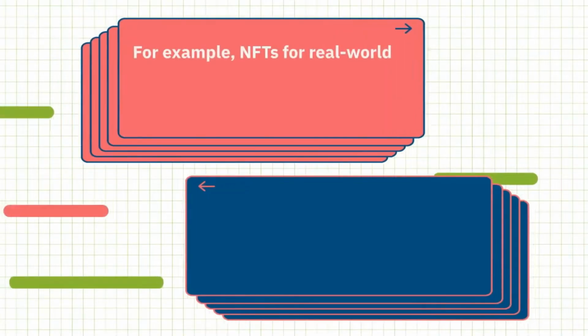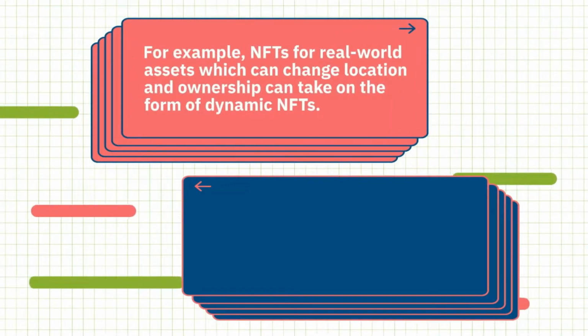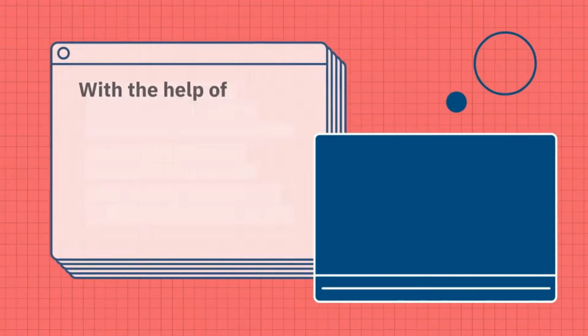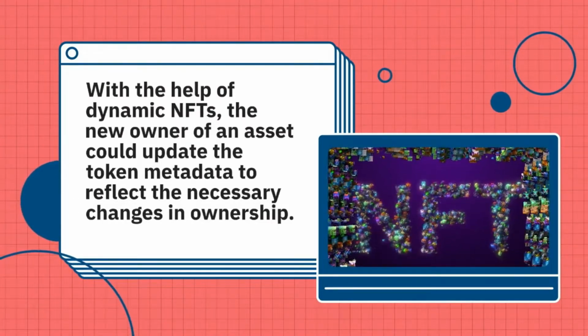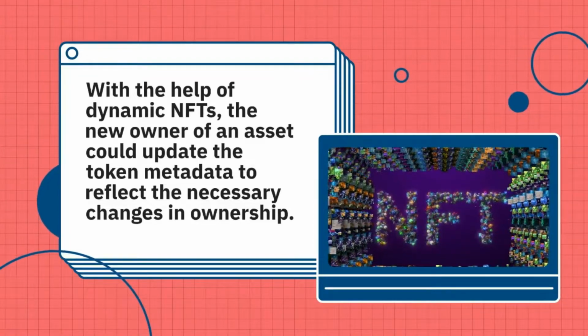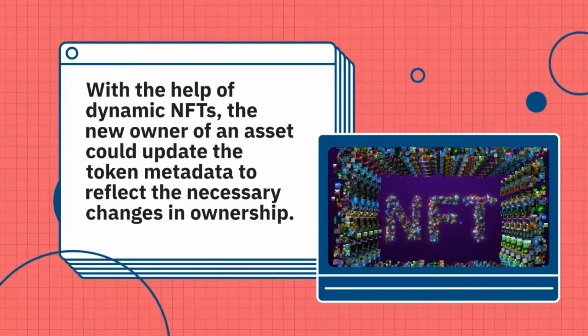For example, NFTs for real-world assets which can change location and ownership can take on the form of dynamic NFTs. With the help of dynamic NFTs, the new owner of an asset could update the token metadata to reflect the necessary changes in ownership.